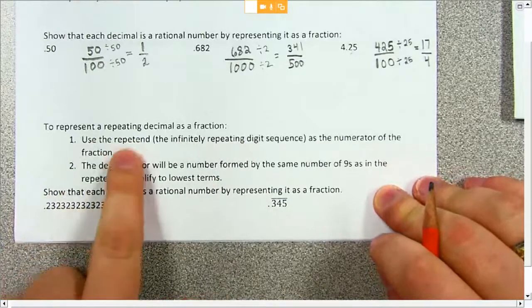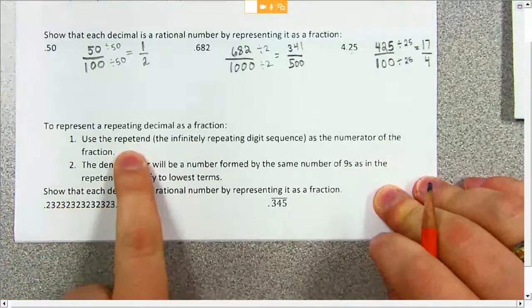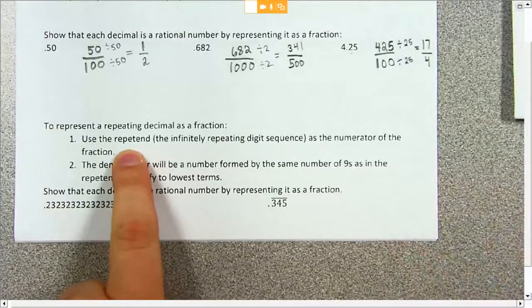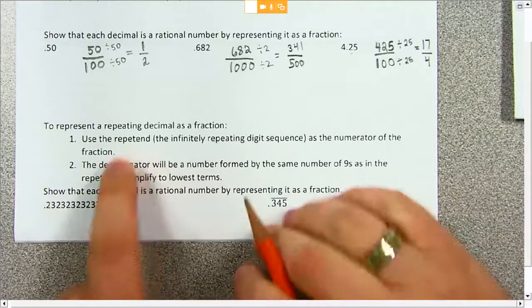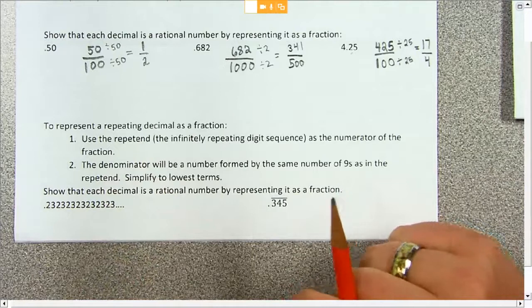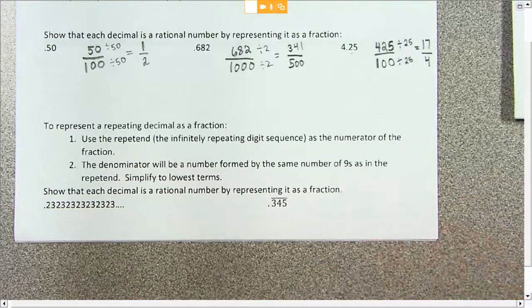What I'm going to do is use the repetend. Remember, the repetend is what infinitely repeats, those two numbers or 3 numbers or 9 numbers that repeat over and over again. I'm going to use that as the numerator of my fraction. And the denominator will be the same number of 9s as digits in the repetend. There's a complicated way to figure this out, but this is the shortcut way.